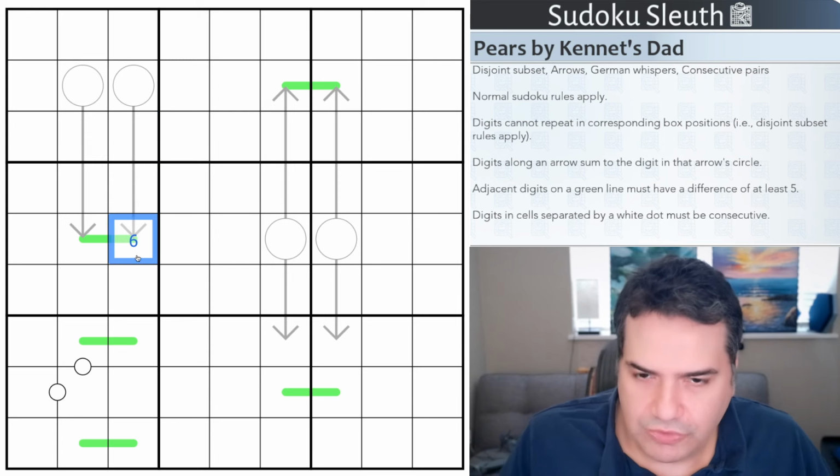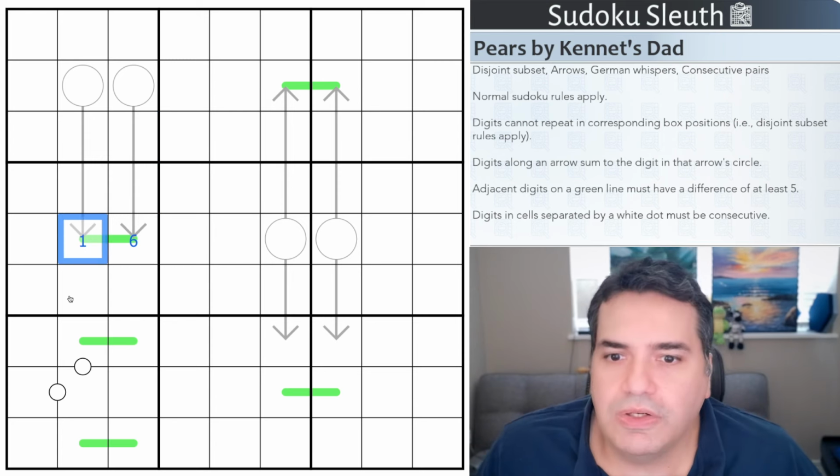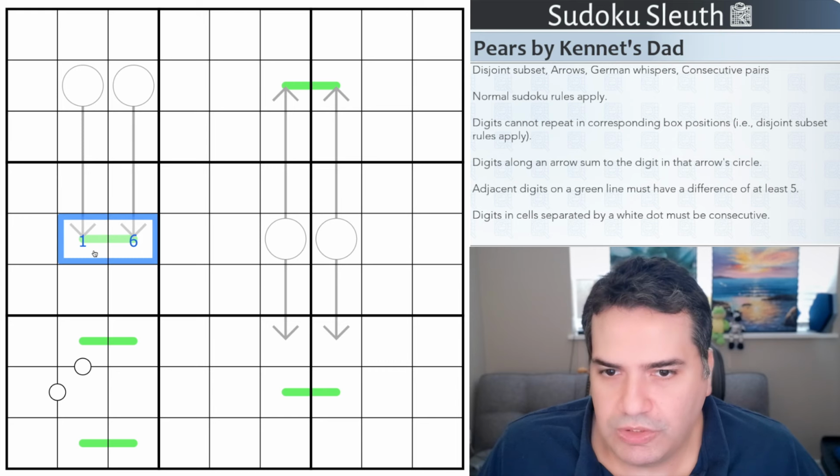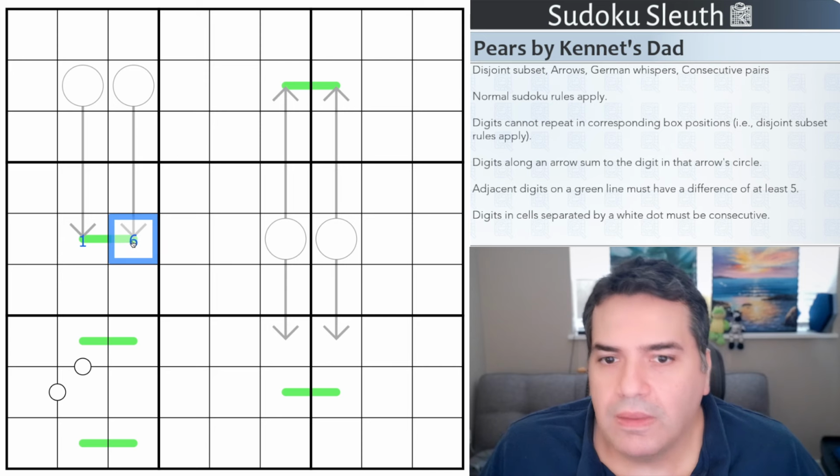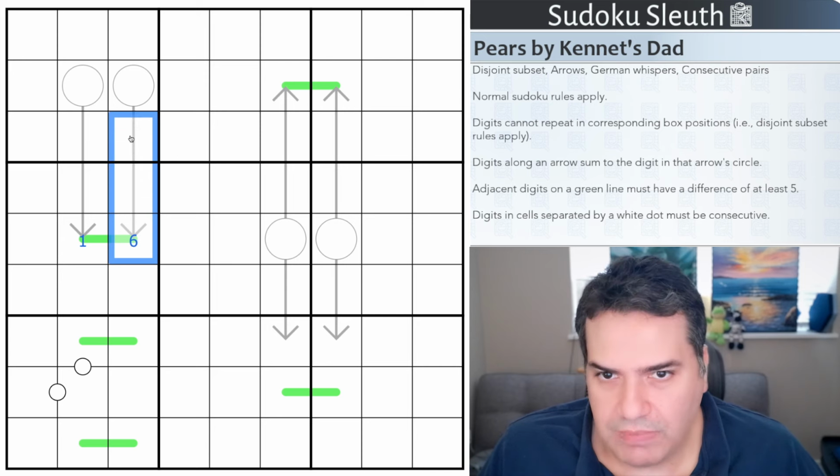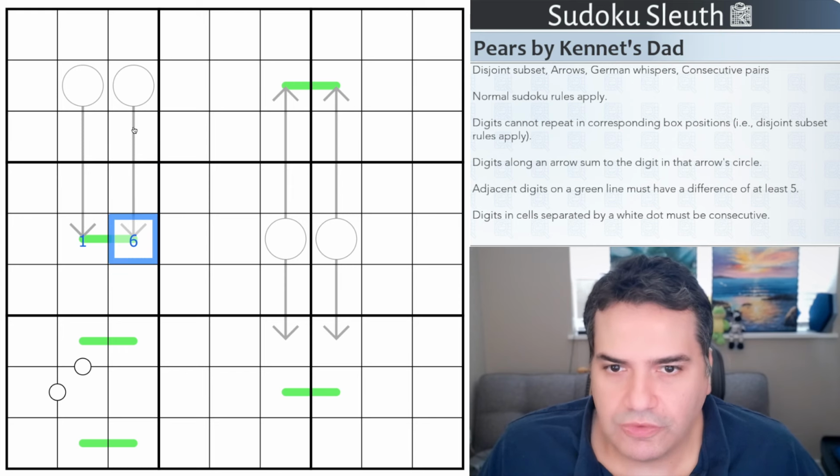Let's imagine that this is 6 and this is 1. I don't know what it is, but that's the only way you can actually complete a German whisper line, essentially a low digit from 1, 2, 3, 4, a high digit from 6, 7, 8, 9. But I'm already at the maximum digit I can place on a 3 cell arrow, because with 6, with 1 and 2, I'm already at 9.